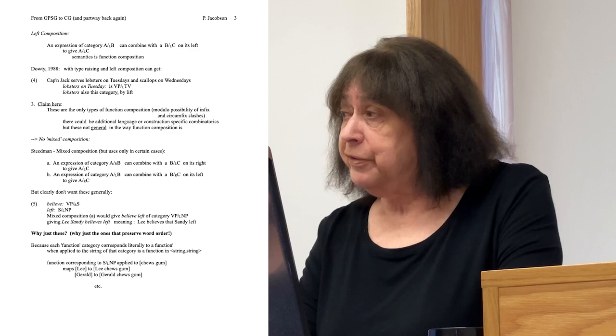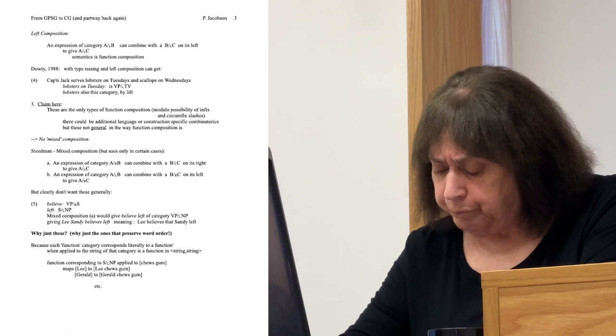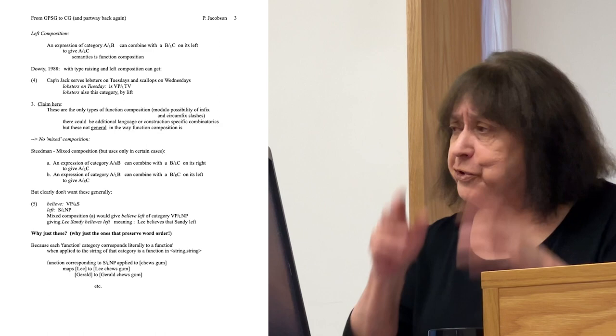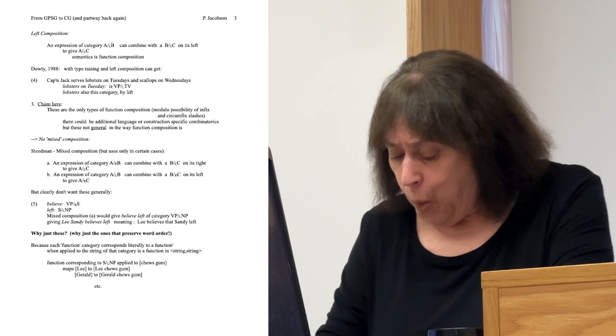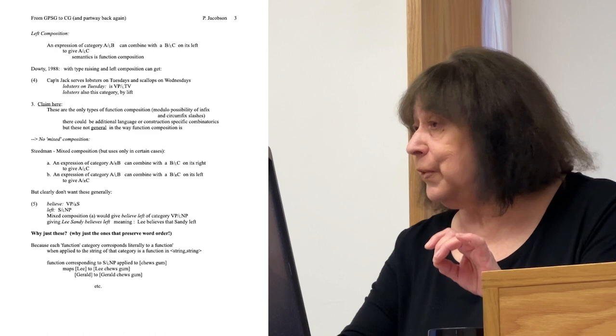So what I mean by thinking of categories as corresponding to functions is that if we have, say, an S wanting an NP to its left, that's the category for "choose gum." That then applies to "choose gum." Really, these are categories from strings to functions from strings to strings, but that's just an extra detail here. Once you get "choose gum" of this category, that's a function that maps literally the string "Lee" to "Lee choose gum," and the string "Gerald" to "Gerald choose gum," and so forth. And so literally think of these as corresponding to functions from strings to strings.